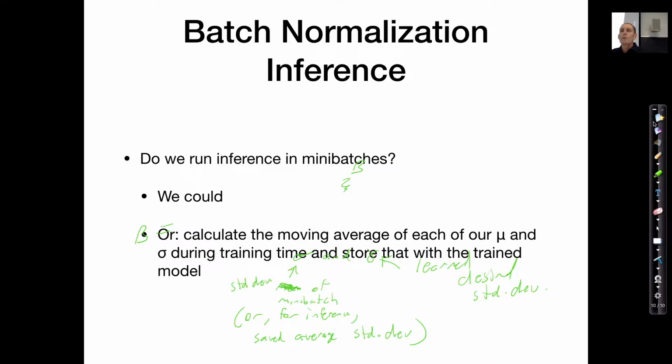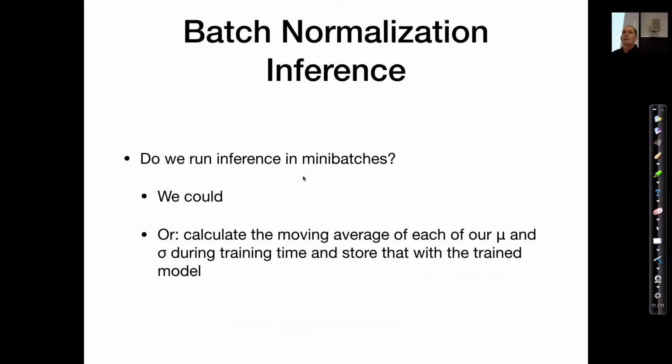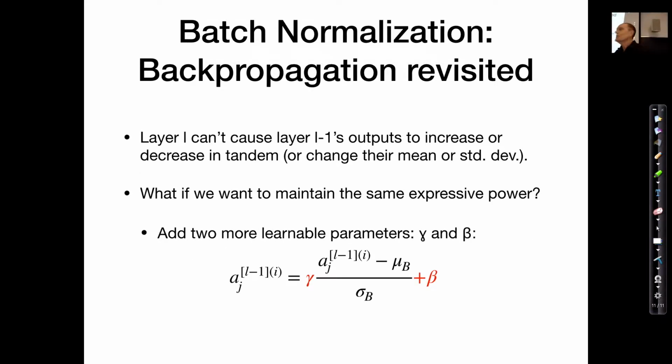All right, so we don't run inference in mini batches. We could do that, but otherwise we just calculate this moving average. The moving average is used as the mini batch term. So it's used for the mean and it's used for the standard deviation. Because we don't necessarily have the mini batches at inference time, and they may be different than what we use for training. So better to use basically the values we had for training.